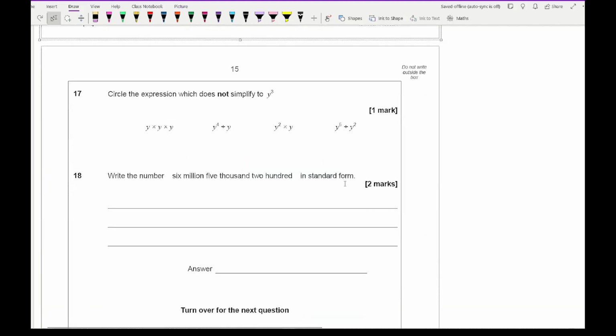For question 17, it says circle the expression that does not simplify to give you y to the power of 3. This one does. This one does. Take away the powers when dividing. This one will. This one, you take away the powers, and that doesn't.